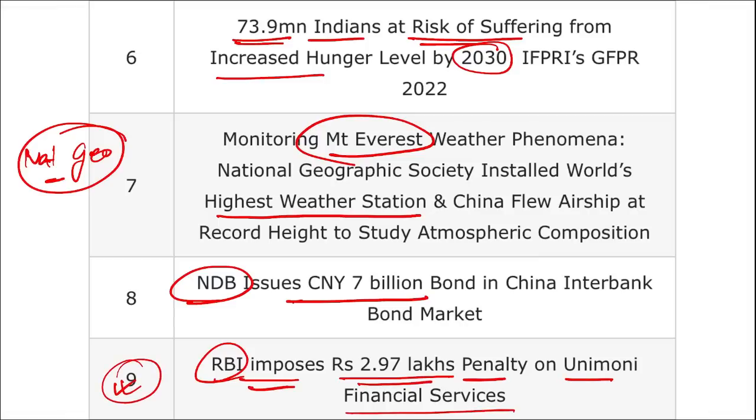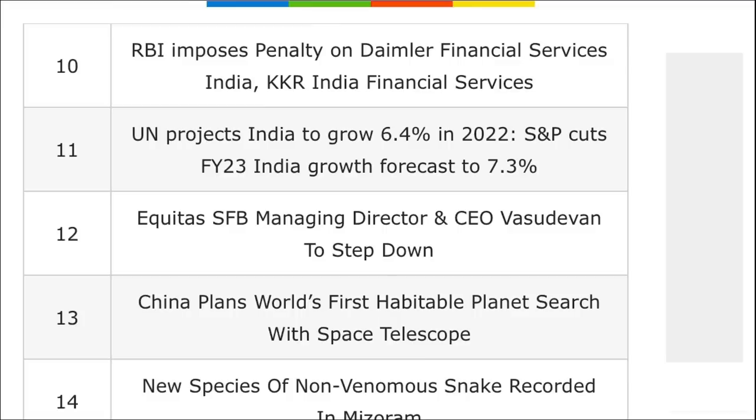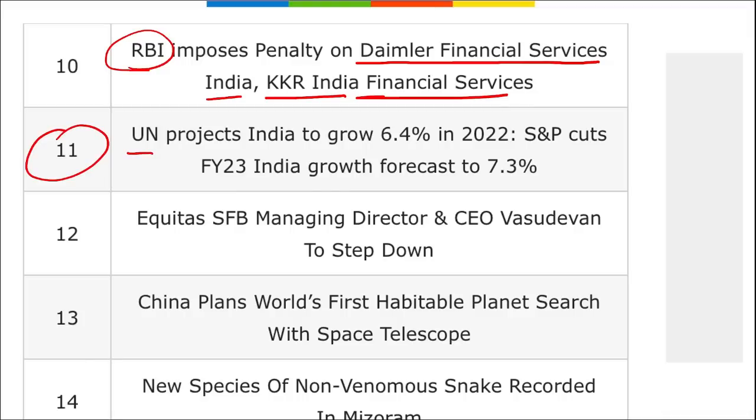Remember this important, that RBI has imposed how much penalty on the Unimoni Financial Services? A penalty of 2.97 lakh has been imposed on it. Similarly, remember RBI has also imposed a penalty on the Daimler Financial Services India, KKR Financial Services also. Apart from this, remember UN projects India to grow by 6.4%.